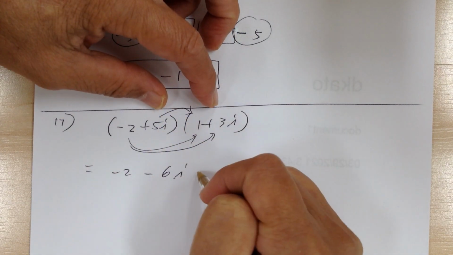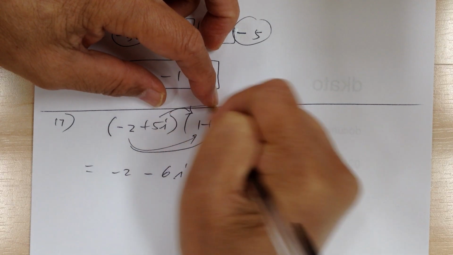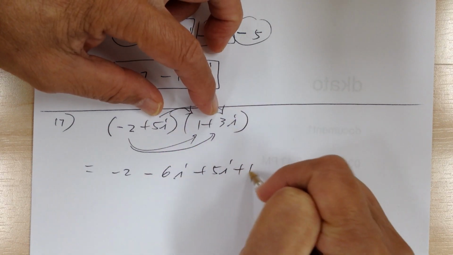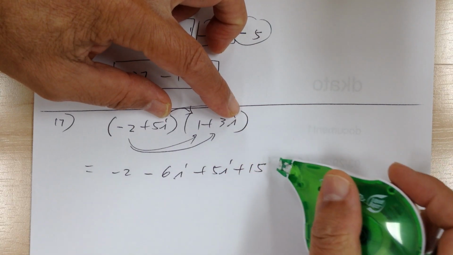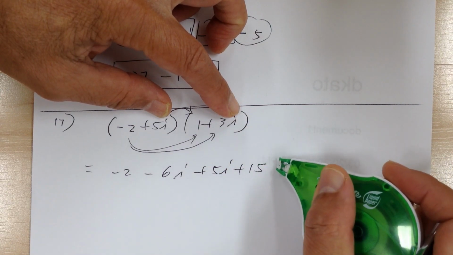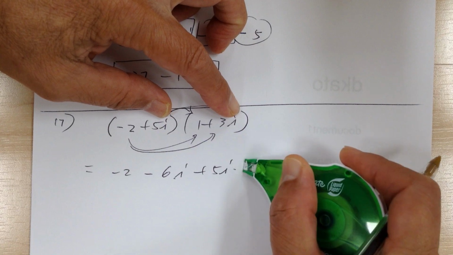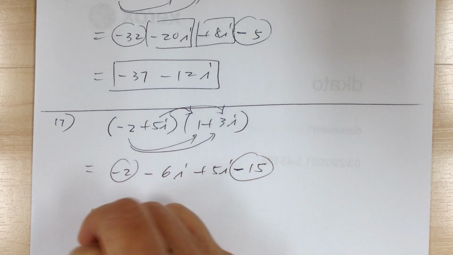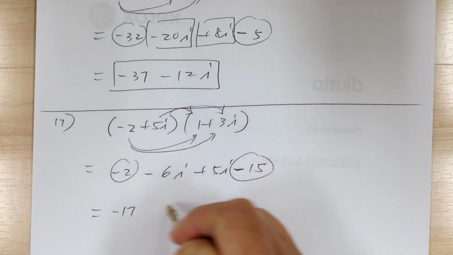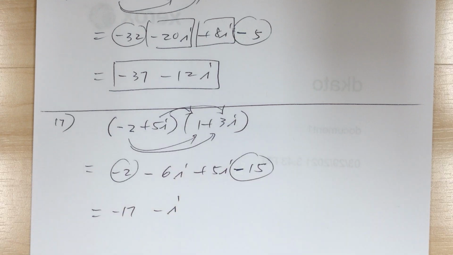So you multiply, so it would be plus 5i. And this would be plus 15. Now i times i is negative 1. So instead of plus 15, 15 times negative 1 will give you negative 15. Okay, so this becomes minus. Okay, combine the like terms. And this one would be minus 1i.